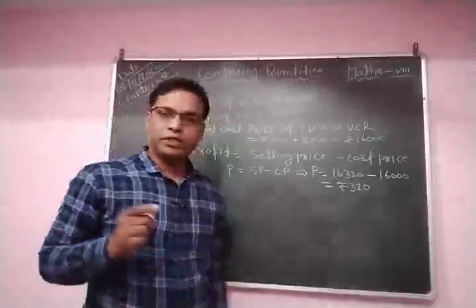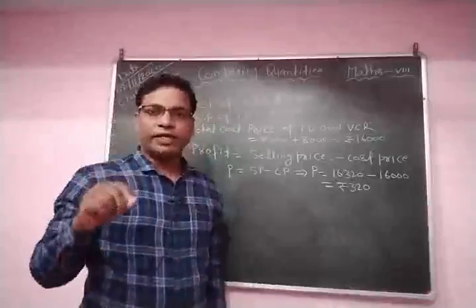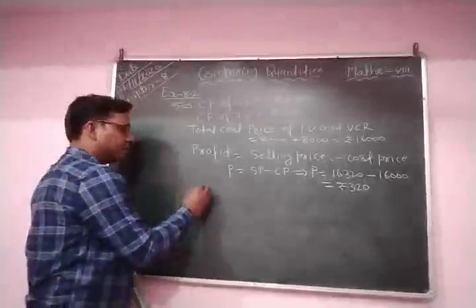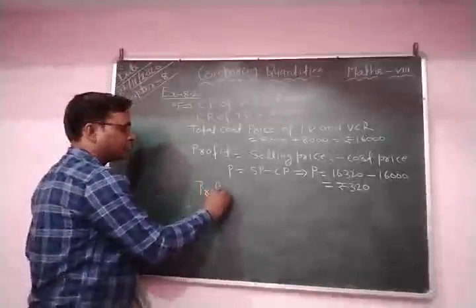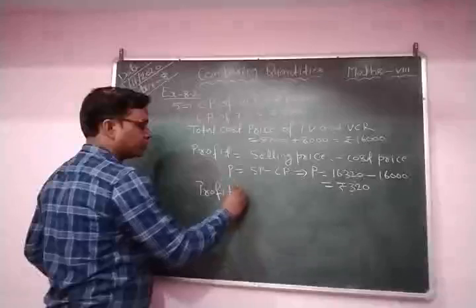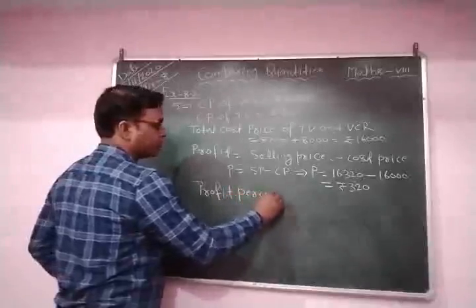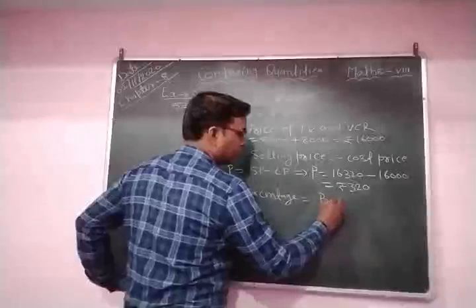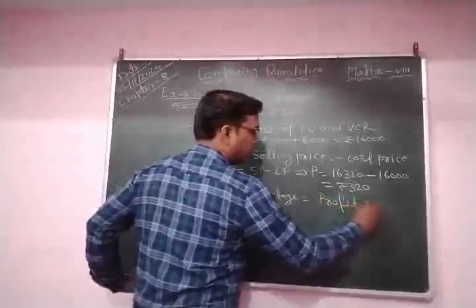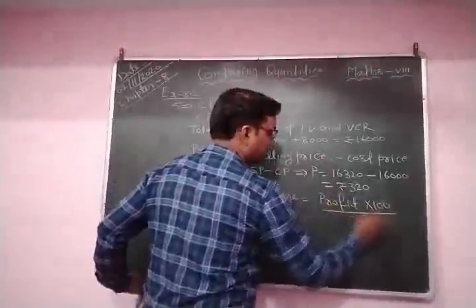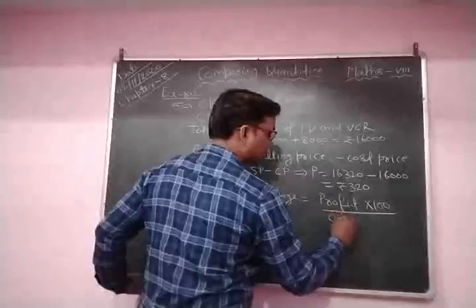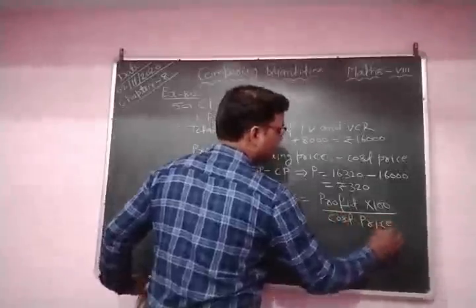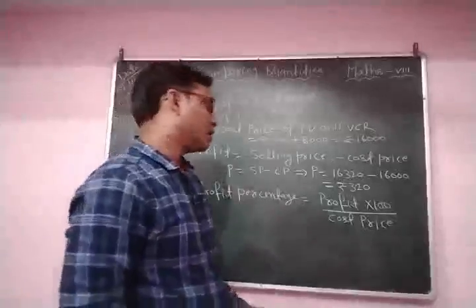So what we need to find here is gain percentage or profit percentage. Okay. So profit percentage is equal to profit into 100 by cost price. Okay, profit into 100 by cost price.